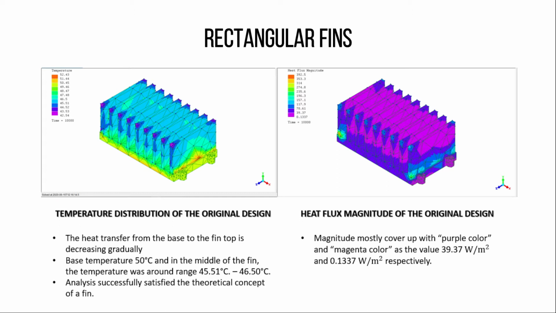On the right hand side is the heat flux magnitude of the original design. The magnitude is mostly covered with purple color and magenta color, with values of 39.37 watt per meter square and 0.1337 watt per meter square respectively.